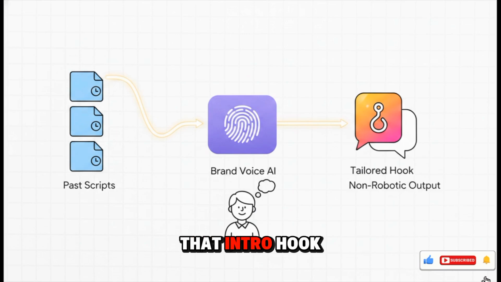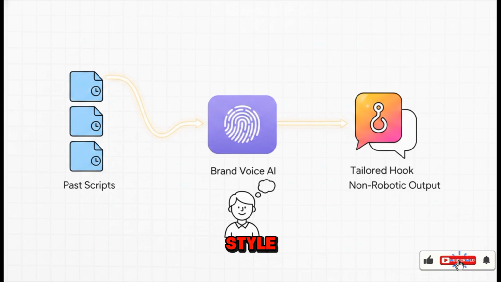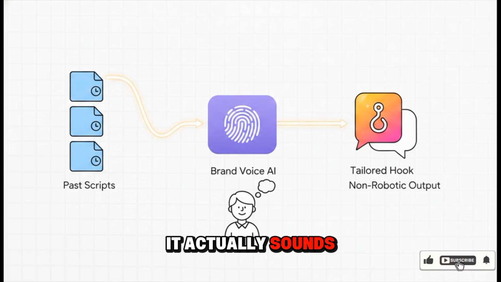Let's look at that intro hook writer. It analyzes those past scripts you fed it during onboarding to output brand new hooks that perfectly match your specific brand voice and language style. Because these tools live inside your custom workspace, the AI flawlessly mimics your unique tone. Instead of sounding like some generic robotic text generator, it actually sounds like you.